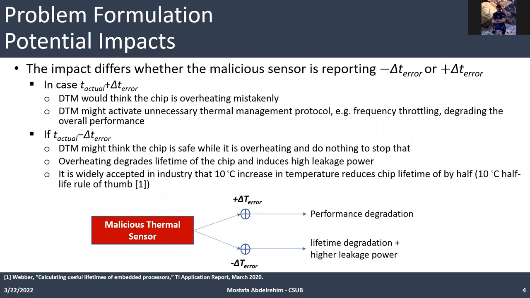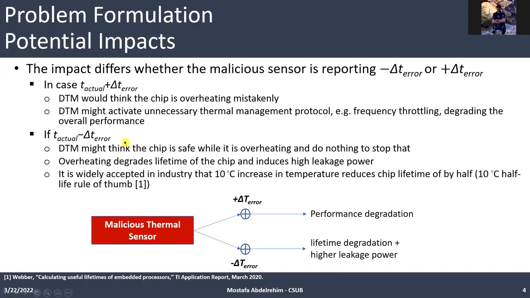The impact of maliciously reporting incorrect temperature is twofold. If you report more than the actual value or less than the actual value, in both cases there will be negative effects. If you report more than the actual values, the system might mistakenly think that the chip is overheating. So it might activate some unnecessary thermal management protocol like frequency throttling, which will unnecessarily degrade the performance.